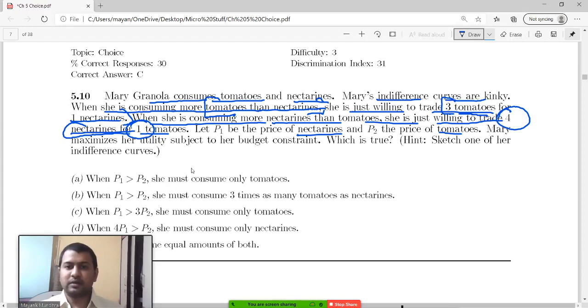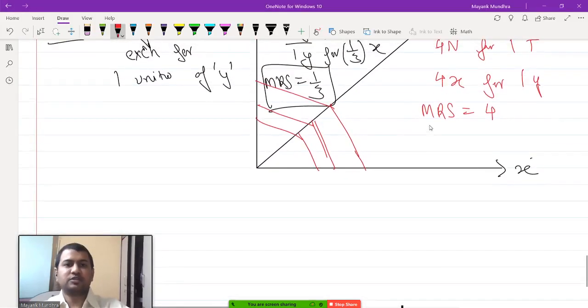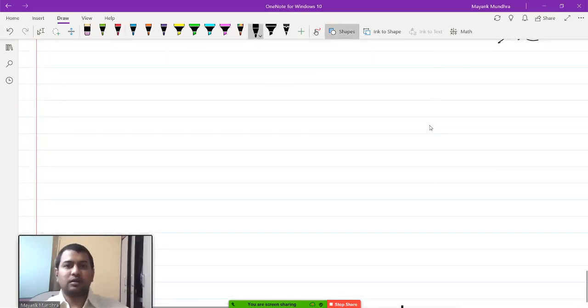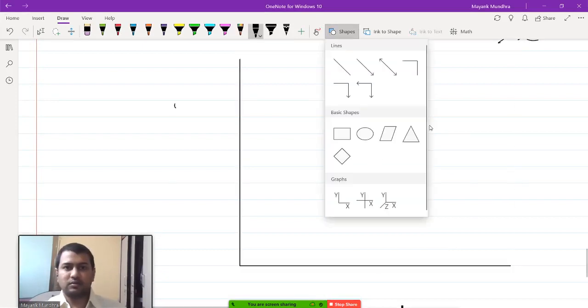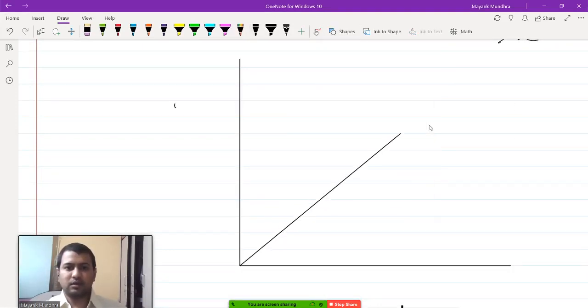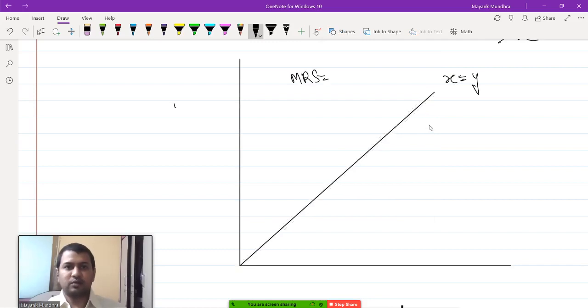Okay, so that's done. Now let's draw this again, a cleaner situation. This is my line X equals Y. Here you had MRS equal to 1/3. Here you had MRS equal to 4, and this is a particular type of IC.